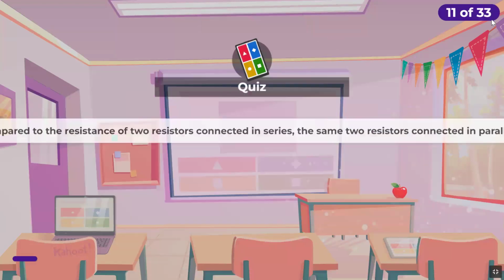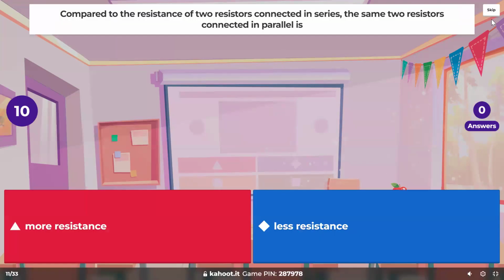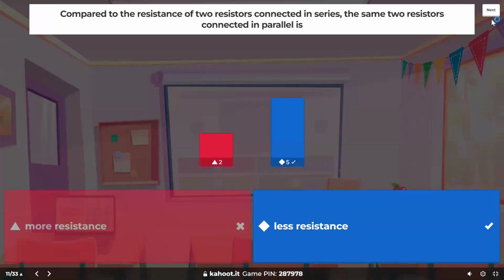Compared to the resistance of two resistors in series, the same two resistors in parallel is? Yeah, less resistance. All right, let's do a numerical example.